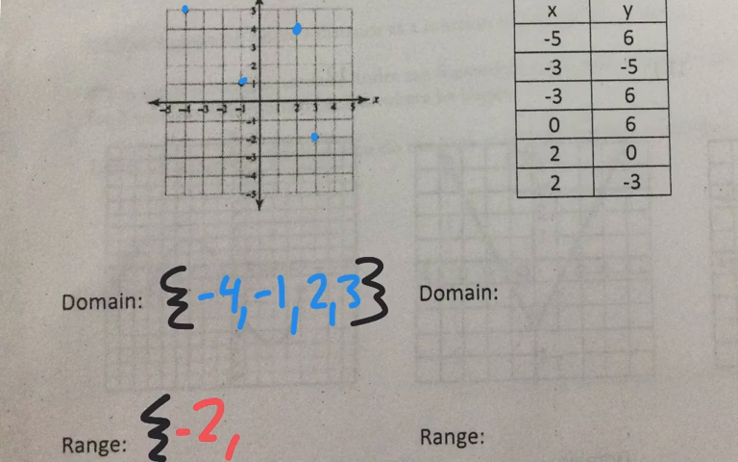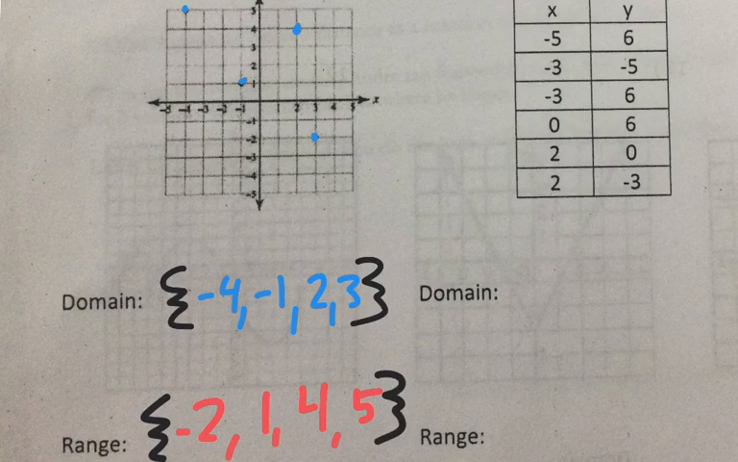Keep working my way up. The next smallest y value is 1. The next smallest is 4. And 5.